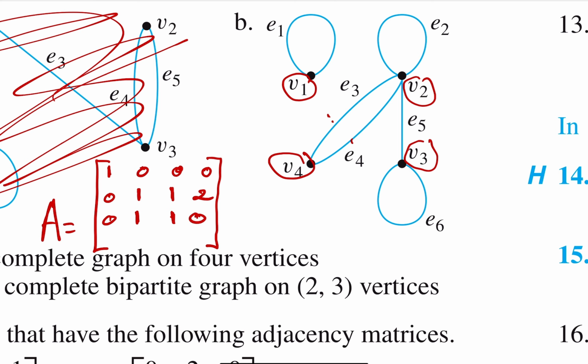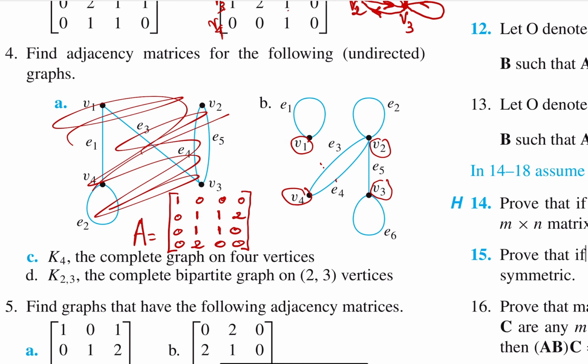V4 and V1 no connection. V4 and V2 we have two, and V4 and V3 we have no, and V4 and V4 we have no loop. That's it. That's the matrix for this one. Okay, that's how you can do it.